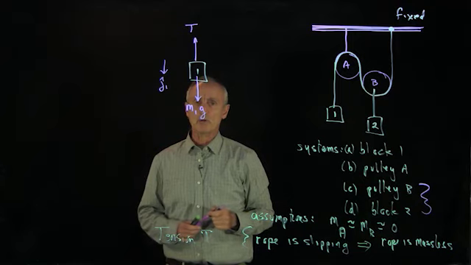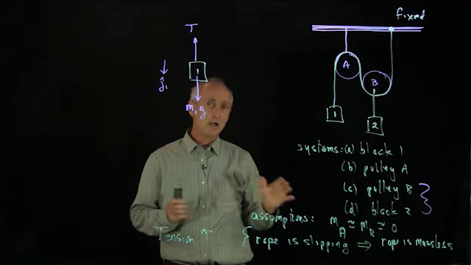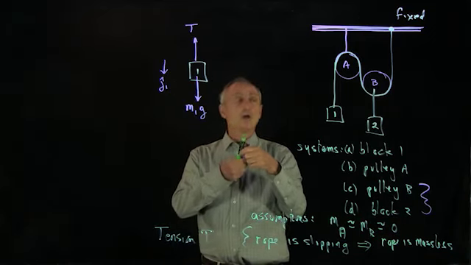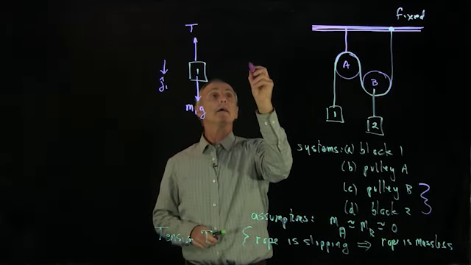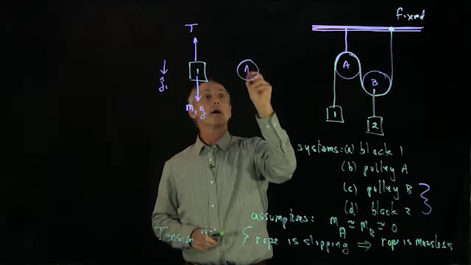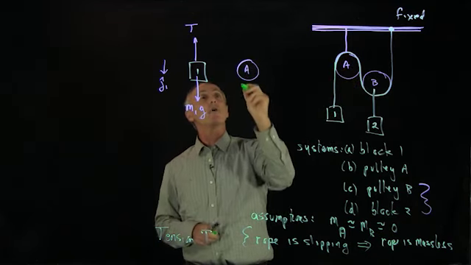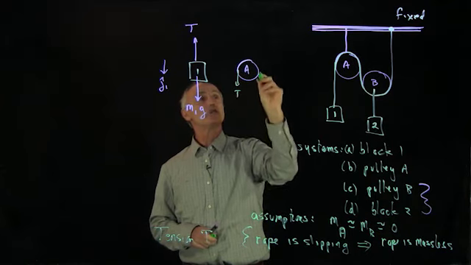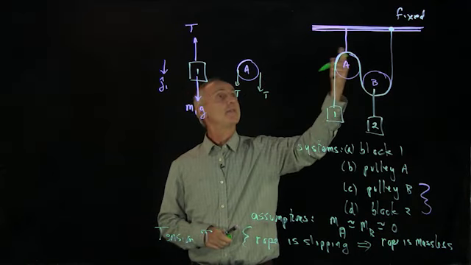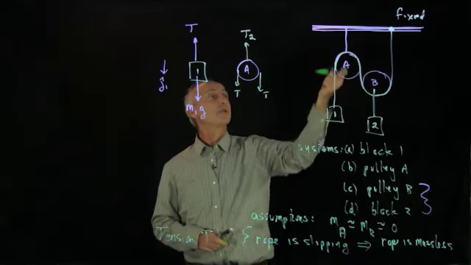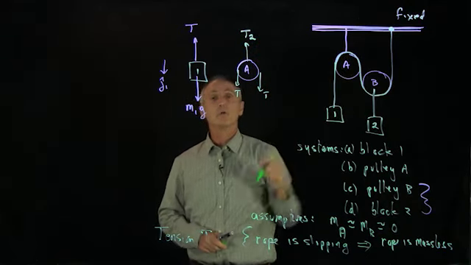Now, before I write down all of Newton's laws, I'll just write down our various force diagrams. So for pulley A, I have 2 strings that are pulling it downwards. So I have tension and tension. And this string, I'm going to call that T2, is holding that pulley up.